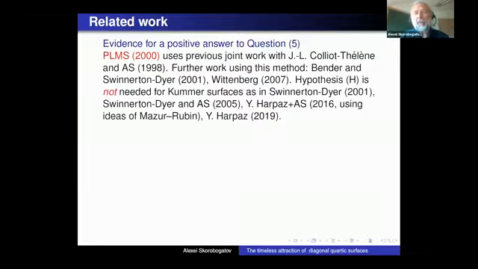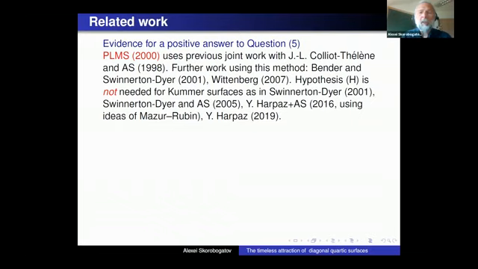Okay, and let me just mention some related work. So question 5 is a question about the density of the set of rational points in the Brauer-Manin set, which is a subset of the space of adelic points on X. I don't have time to go into any details. Let me just mention that there is a lot of related work that used Peter's method, which to this date, as far as I know, remains the only available method to prove such results.